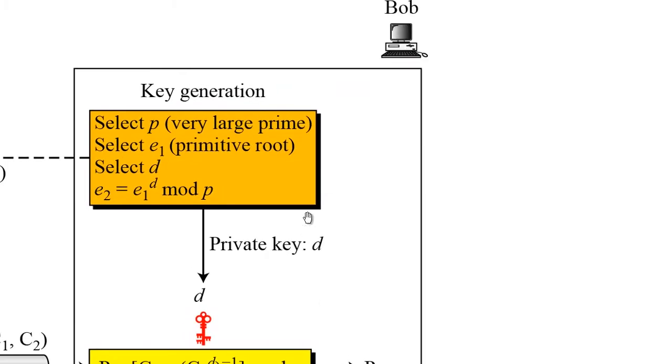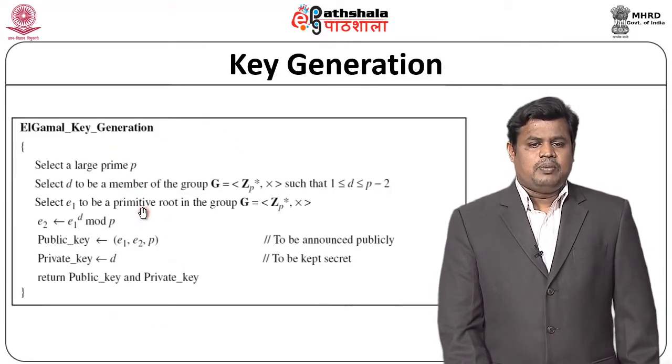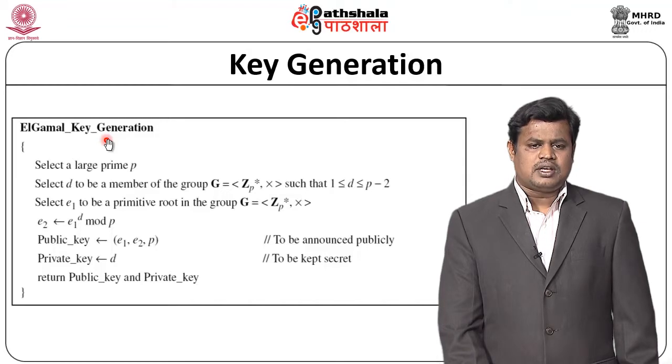So this is the overall process, and now we can see how they generate the keys. As we know there are two keys, one is the public key and another is the private key. Already we know that Bob has to generate two keys; similarly, Alice also needs to generate two keys. How to generate the public key as well as the private key?